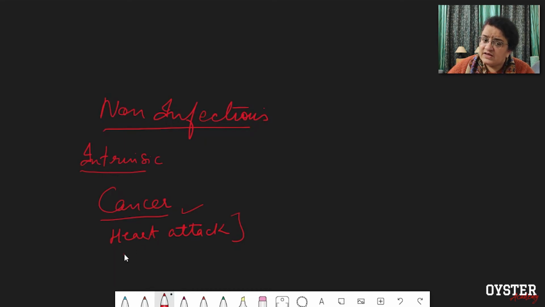Even any kind of accident, any kind of wound, or any other kind of disease, like diabetes. Diabetes cannot be transferred from a sick person to a healthy person. Causes may be different, maybe genetic, or maybe a lifestyle disease. So that was about the non-infectious diseases.